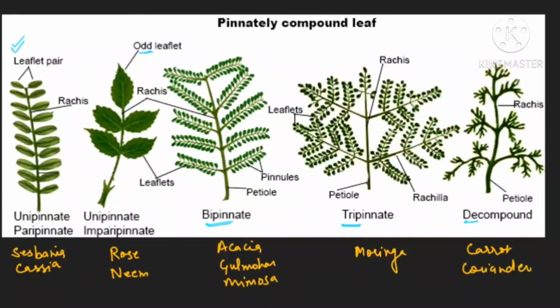So I hope all the types of the pinnately compound leaf will now be very easy for you after seeing this diagram also. Previously I explained how they were coming. Now after seeing this pictorial, I think the topic will be very easy for you. And see here, focus carefully. They have mentioned rachis. This leaflet, or you call pinna, then goes on to pinnule. The first is rachis. This is known as rachilla. Second time is rachilla. Third time we don't give any name.